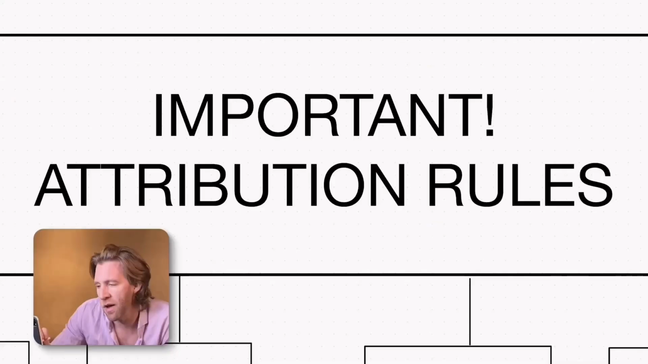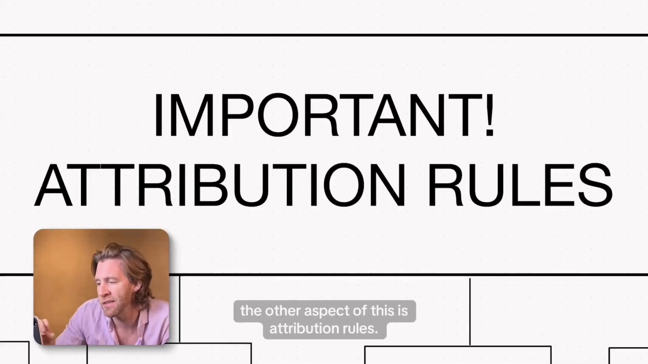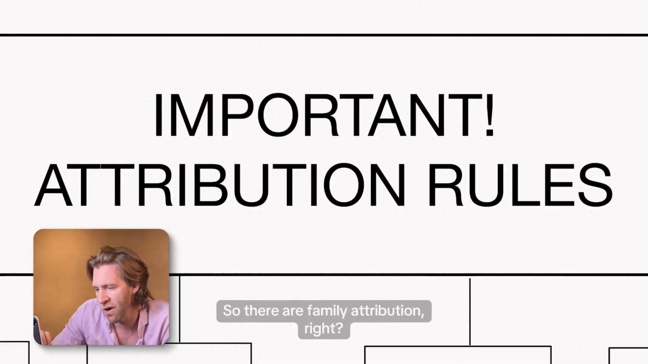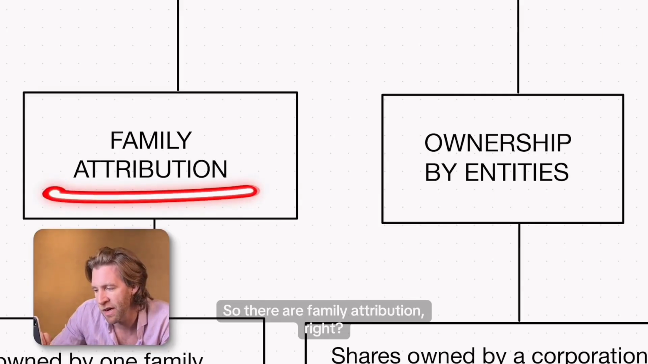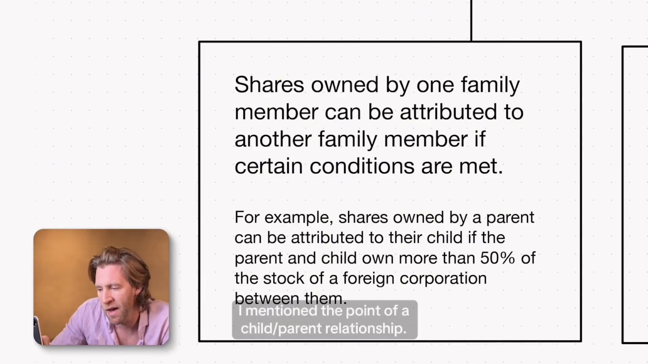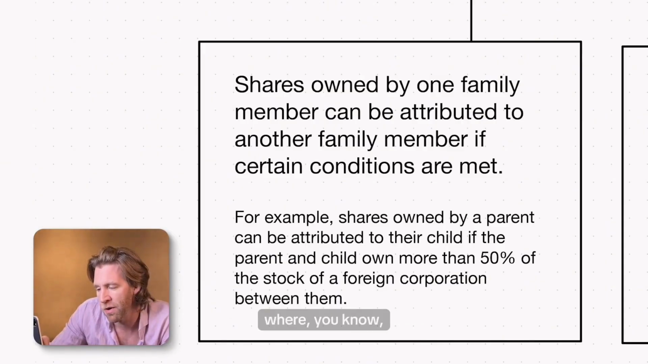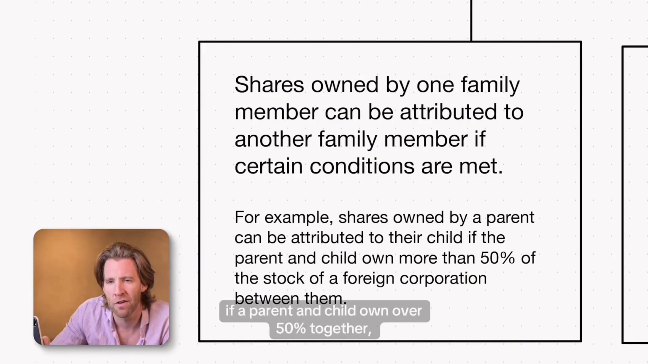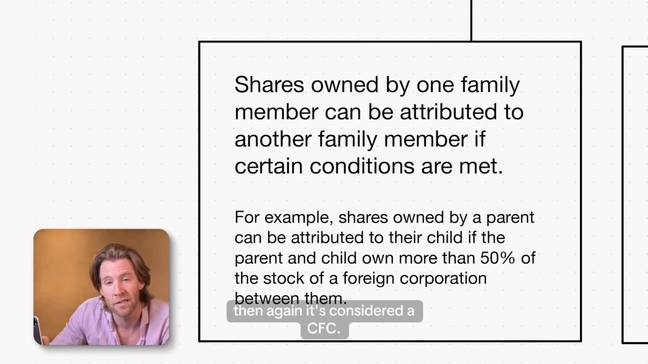Again, the other aspect of this is attribution rules. So there are family attributions, right? So, shares owned by one family member can be attributed to another family member if certain conditions are met. I mentioned the point of a child-parent relationship. It could also be a brother and sister relationship, where if a parent and child own over 50% together, then again, it's considered a CFC.